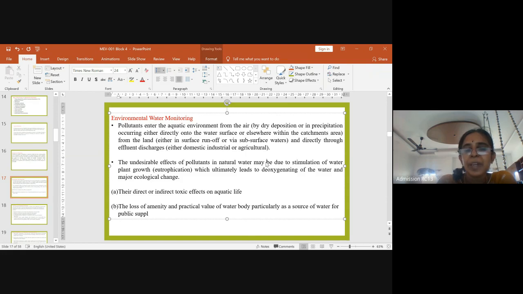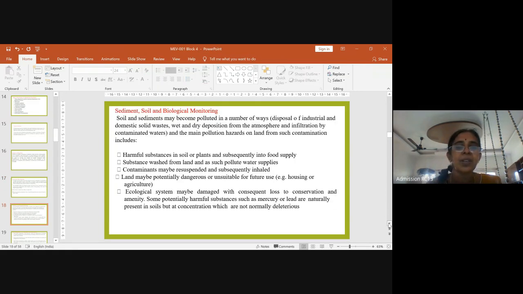When it multiplies and requires more and more oxygen, the oxygen in the water will not support these organisms for their survival, and hence the water becomes low in oxygen. These pollutants, directly or indirectly, are toxic to aquatic life, and particularly as a source of water for public supply. So the loss of amenity and practical value of the water body, particularly as a source of water for public supply, is a great loss.